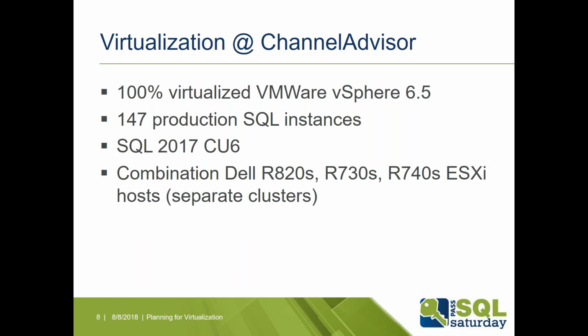Okay, so as I mentioned, currently I work for Citrix, but we run everything in AWS, so that's not much use for the point of this presentation, although I do give talks on AWS as well. At Channel Advisor, at least before I left, we were 100% virtualized, running VMware vSphere 6.5, which equated to about 147 production SQL instances. I believe they're currently on SQL 2017 CU6. We must have been around CU4, I think, when I left.